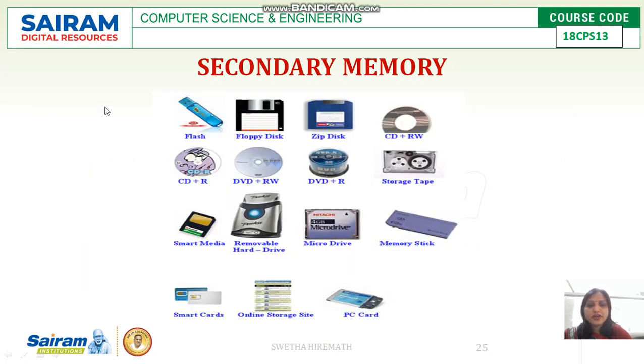These are the different types of secondary memory storage devices which can be seen here: flash drives, floppy disk, zip disk, CD plus, that is read-writable CDs, read-writable DVDs, read-only CDs and DVDs, storage tape, smart media, removable hard drive, micro drive, memory stick, smart cards, online storage site and PC cards. These are some of the examples of secondary memory.